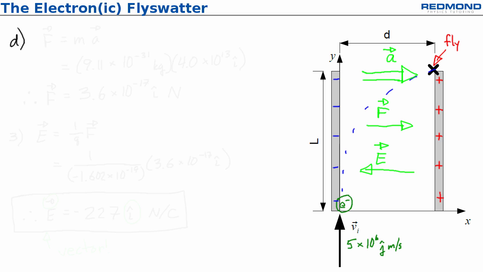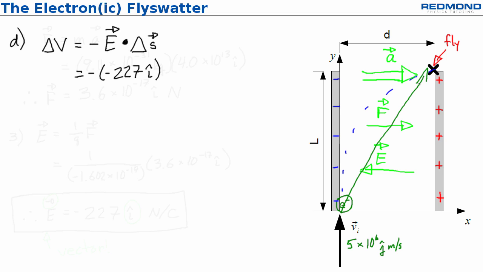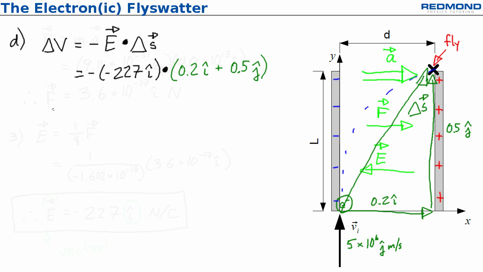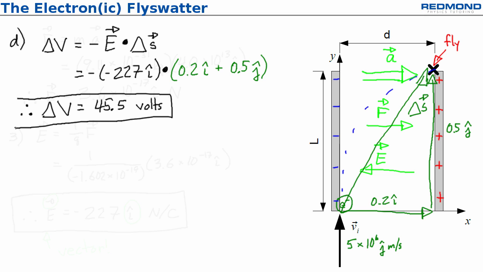Alright, Part D. This also has a small bit of math. The potential difference for a constant uniform electric field can be found using delta V is equal to negative E dot delta S. I just solved for E in vector form, so I just need to find delta S, which is the displacement. The electron moves from its initial position at the bottom left to its final position at the upper right, which is 0.2 meters along i hat and 0.5 meters along j hat, so I can substitute that into the expression for delta V and solve for delta V is equal to 45.5 volts, going from the negative plate to the positive plate.